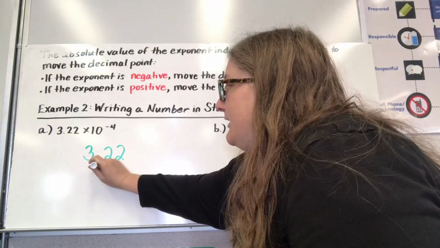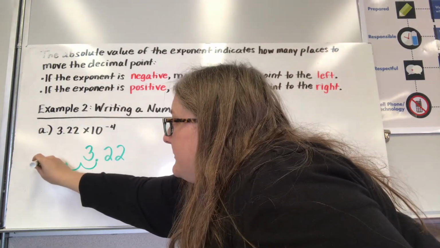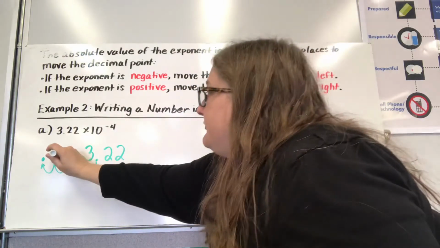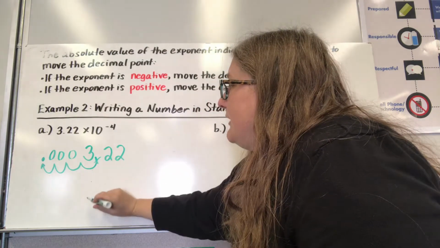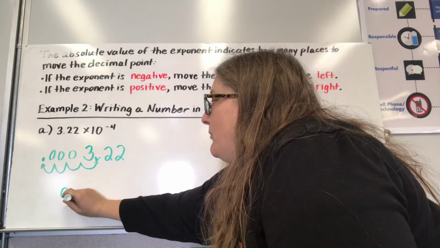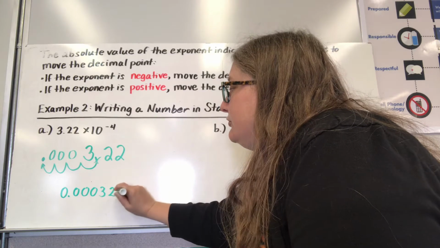So I'm going to move this decimal 1, 2, 3, 4 spots. If I've got empty slots there, I'm going to fill them in with zeros. This decimal is now gone. So my original number would be 0.000322.